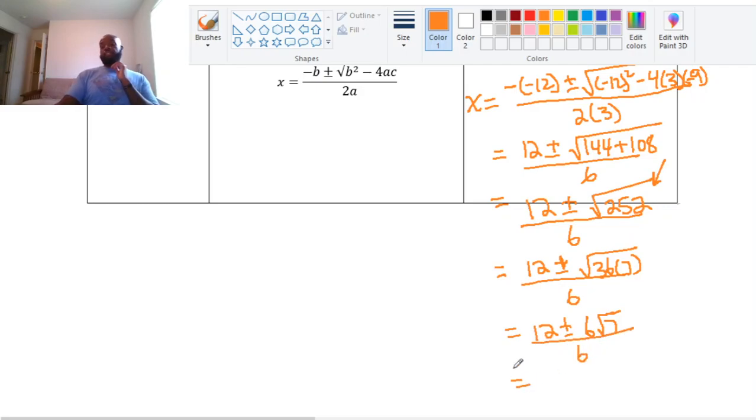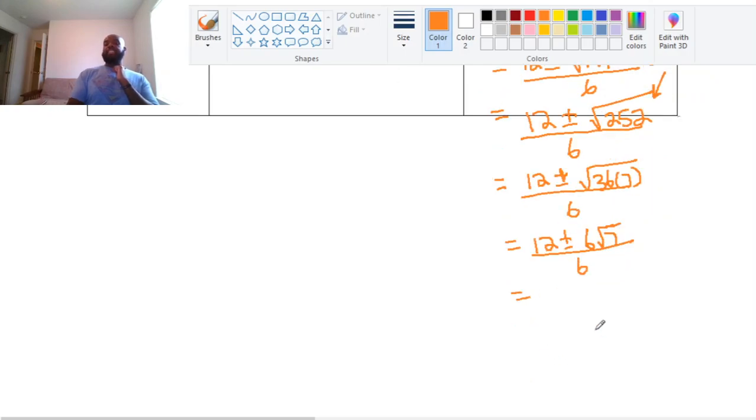And since this is division by a single term, I can divide both of these terms by 6. When I divide 12 by 6, I get 2. And when I divide 6 square root of 7 by 6, I get the square root of 7. This is the exact same value we got when we did this by completing the square.